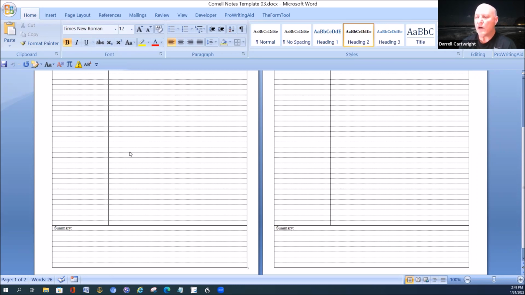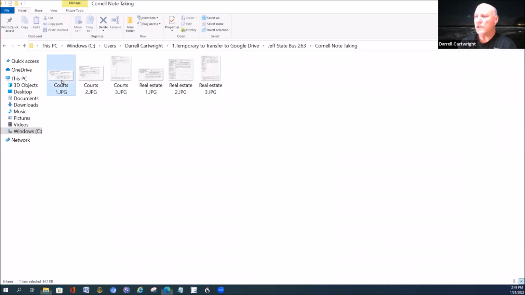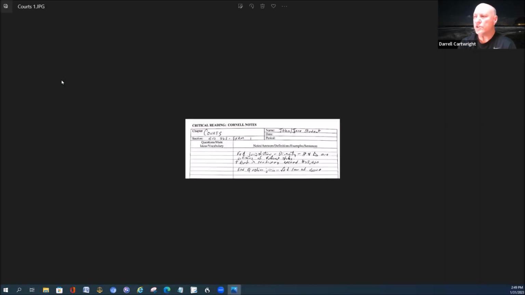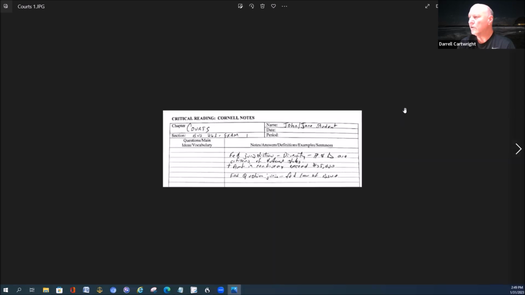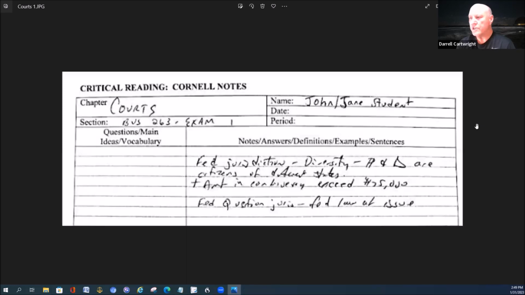Now let's talk about how you would use that in this class. So you start with this, and then let's take the first section, which is courts. So let me make this a little larger so we can read it. And what I would do is just, instead of chapter, I'd put the subject courts, section Business 263 for Exam 1, your name there at the top, date if you're taking notes on a particular date, etc.